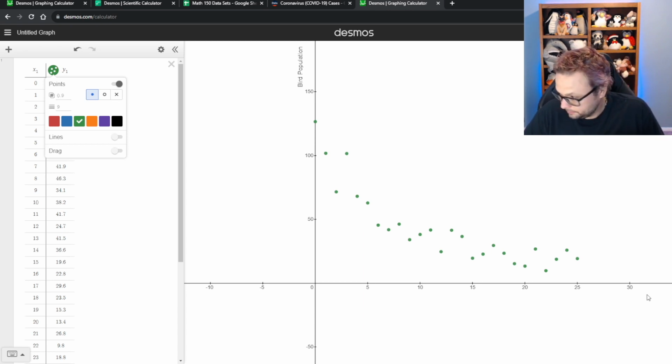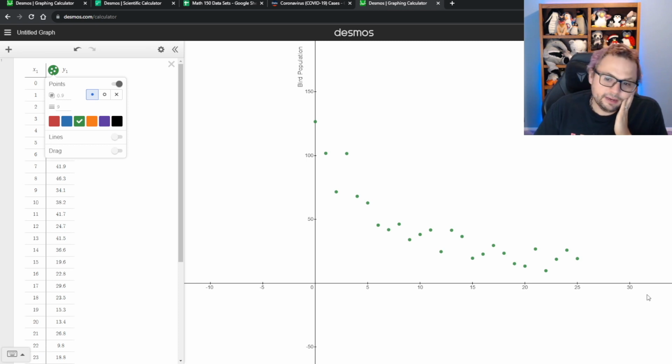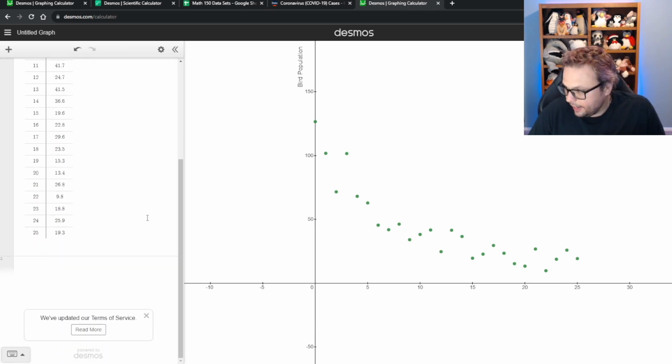Now, this looks, I will say, a lot more like what a lot of data sets you're going to see actually look like, where depending on how I look at it, I might see very different things in the data set. So let's try and fit this data set with a linear model first. So let's find a linear model for this data set.